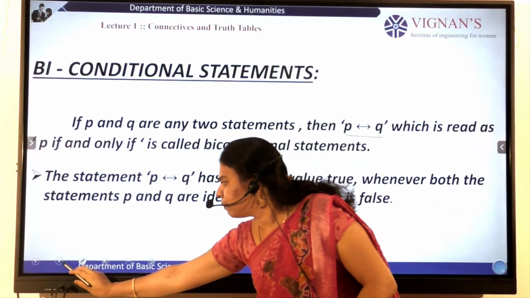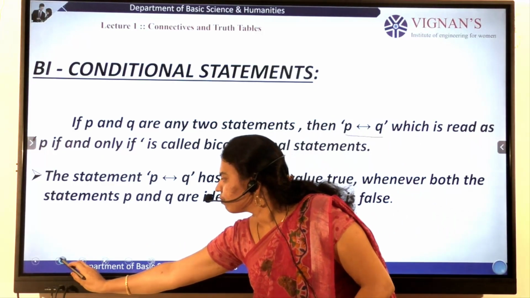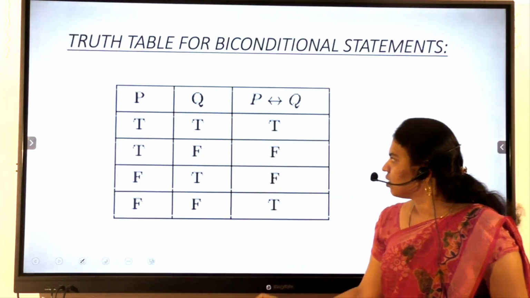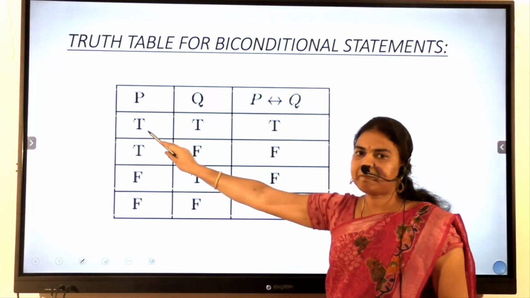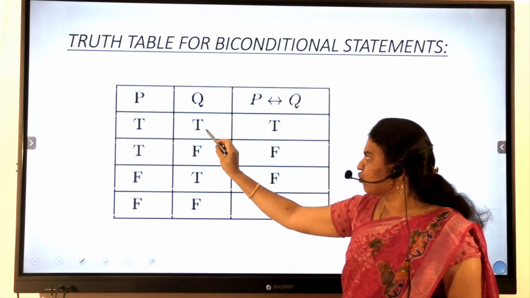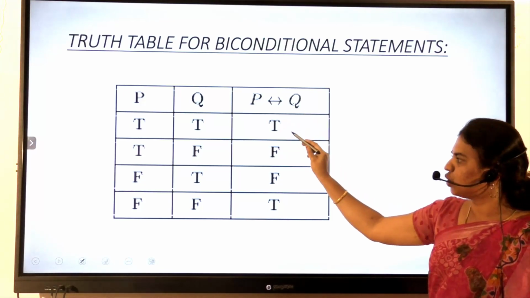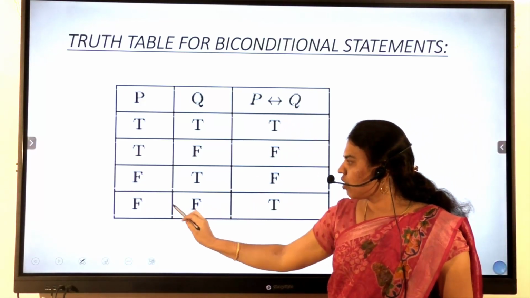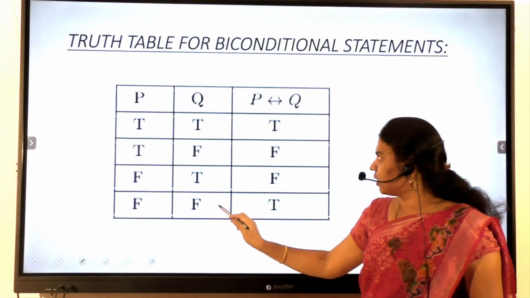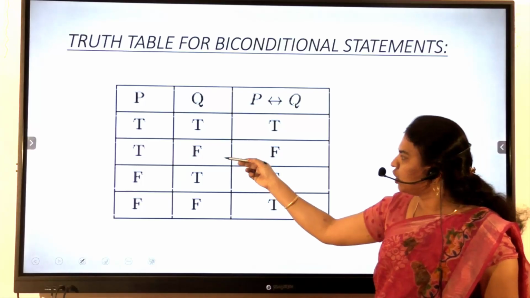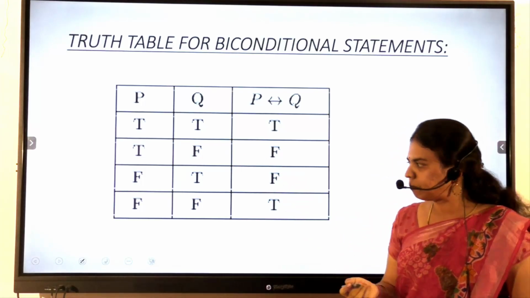Coming to the truth table, if the statement P is true and the statement Q is true, then the resultant statement P if and only if Q is true. If the statement P is false and the statement Q is false, then the resultant statement P if and only if Q is true. In the remaining two cases, it will be false.